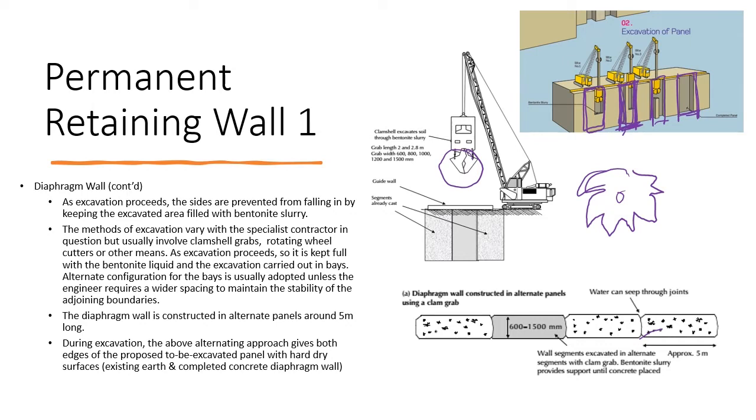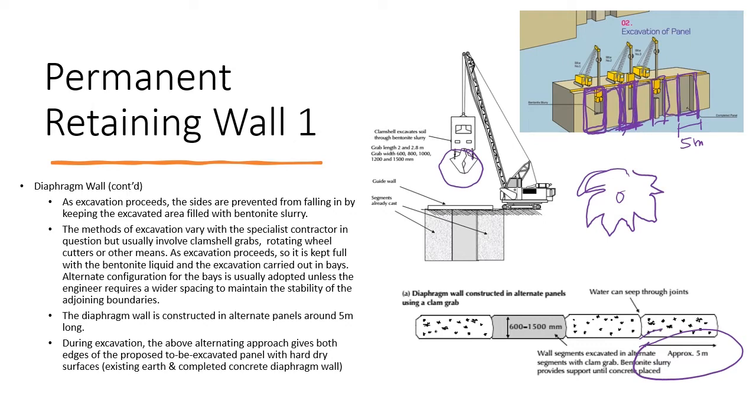Alternate configuration of the bays is usually adopted unless the engineer requires wider spacing to maintain the stability of the adjoining boundaries. The diaphragm wall is constructed in alternate panels around 5 meter long. So normally this is like 5 meter long. During excavation, the above alternating approach gives both edges of the proposed excavated panel hard dry surfaces. Therefore, bila sini dah dikonstruk dan later on kita akan construct dekat sebelah dia juga.